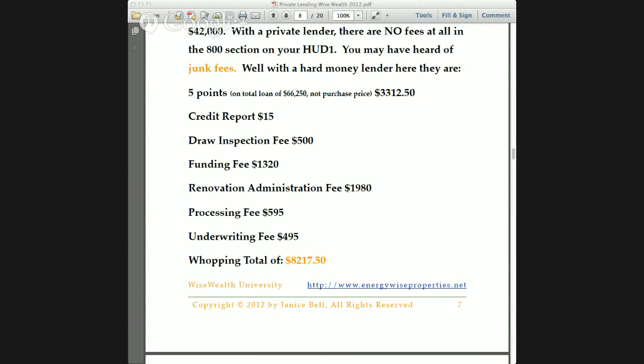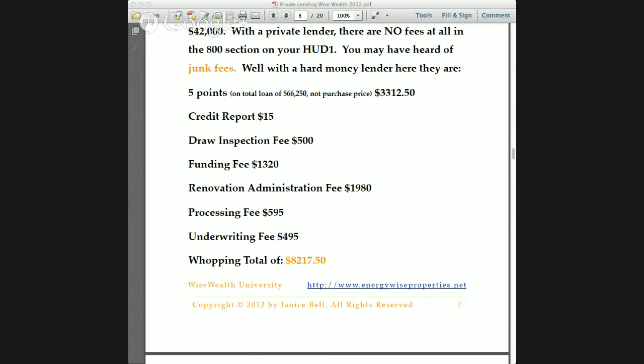Let me talk a little bit about where hard money lenders get their money from. Hard money lenders can either be lending out their own money, or they could have a large line of credit from a bank and be lending out the money from the bank. So they're charging a higher rate for that.